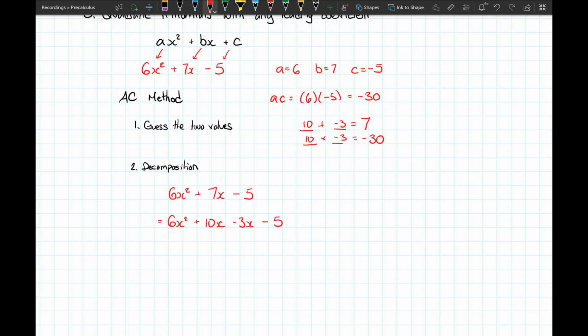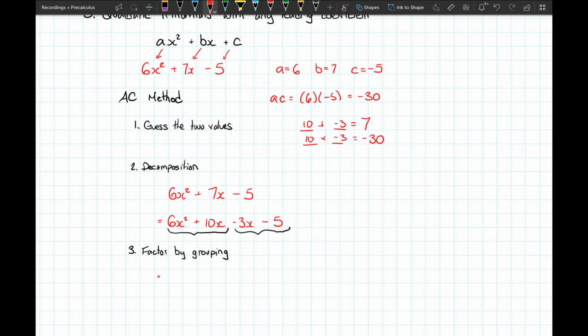Now you've got 4 terms to work with. And the next step after decomposition is called factoring by grouping. In factoring by grouping, we're going to look for just basic common factors, like I was discussing in the first strategy. But in this case, we're going to be looking for common factors in 2 groups. 6x squared plus 10x is going to be one group. -3x minus 5 is going to be the second group.